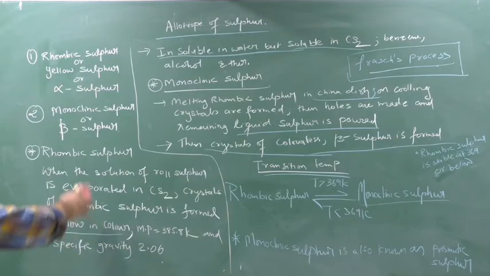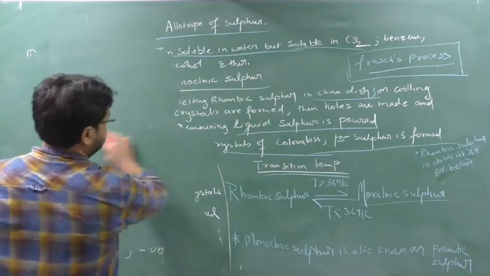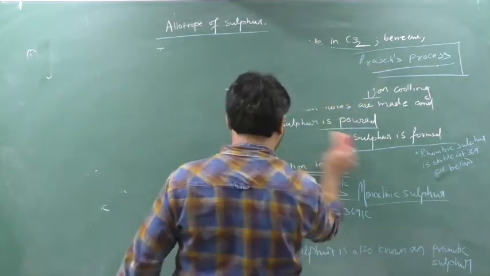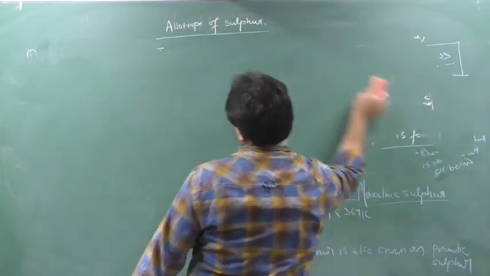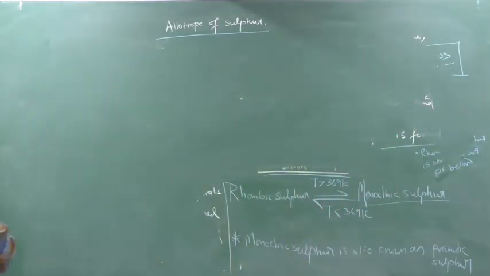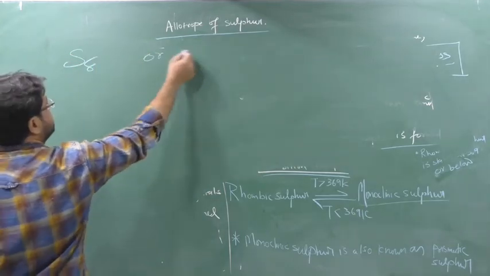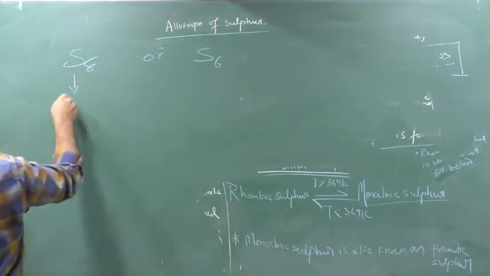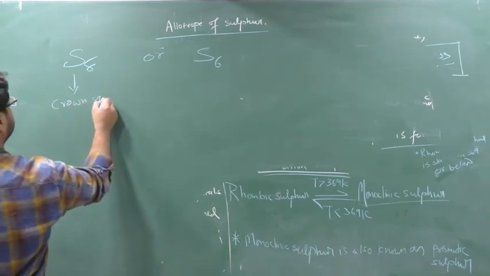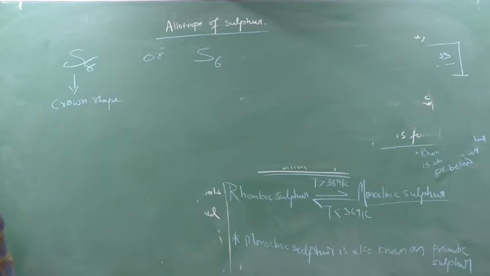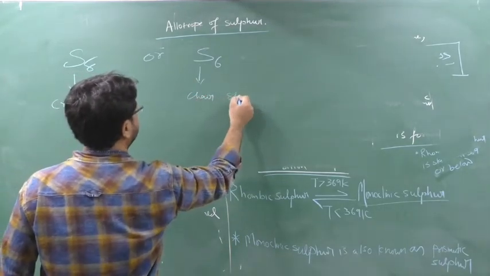Write down one. Monoclinic sulfur is also known as prismatic sulfur. Okay. Now see here. Sulfur can form two kinds of ring structure, either S8 or S6. S8 is a crown shape puckered ring. Puckered ring means closed ring, crown shape. So we call it a crown shape conformer, and this we call a chair shape. Chair shape. Okay.